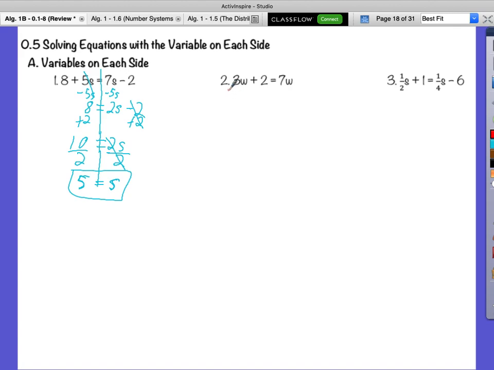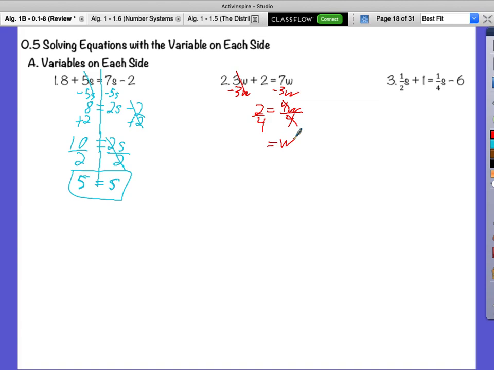So we move this 3W how? Subtracting it, because it's currently adding, so we subtract to undo that. So 3W minus 3W is 0. We're left with 2 equals 4W. Now, how do we get W by itself? Because they're multiplied, we divide, because we undo multiplication. Divide by 4. 4W divided by 4 is just going to be W. Okay, 2 over 4.